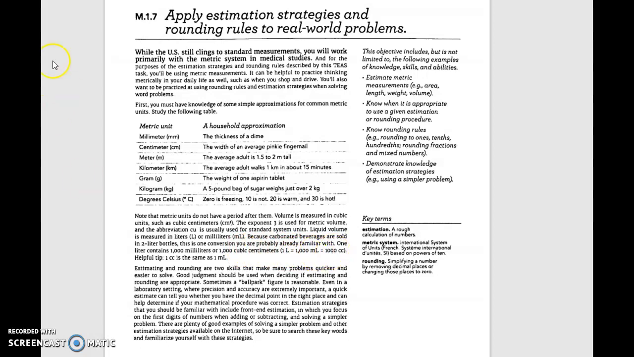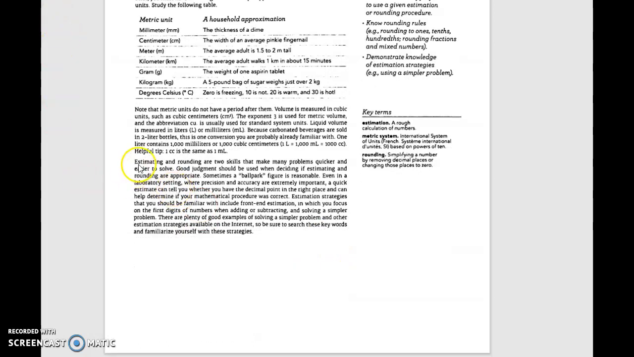In this paragraph, it says that estimating and rounding are two skills that make many problems quicker and easier to solve. So I want you to read this whole paragraph here, and when you're estimating, you need to decide, how close do I need to be to the actual answer when I'm working a particular problem? Or can I just be in the ballpark and be reasonable? Sometimes the ballpark figure is reasonable and close enough. So when you're working a problem, you're just going to have to decide how close you want to be in your answer.